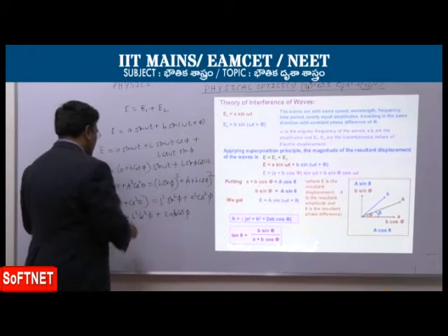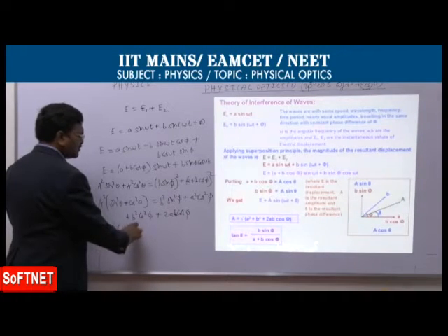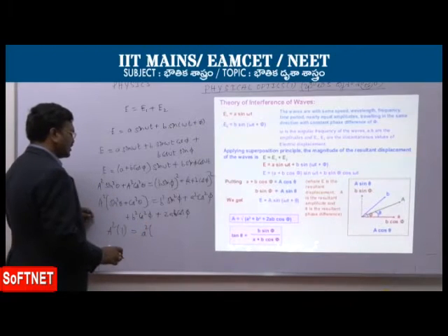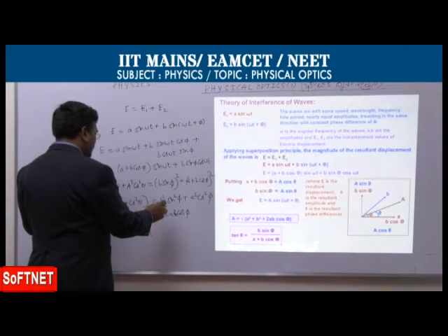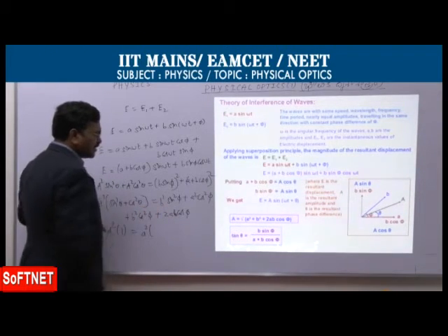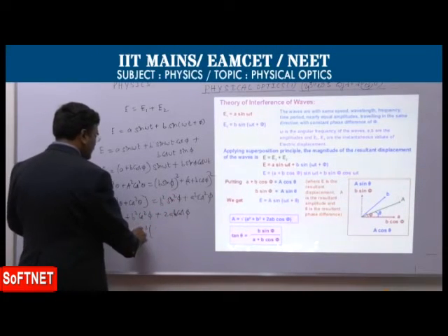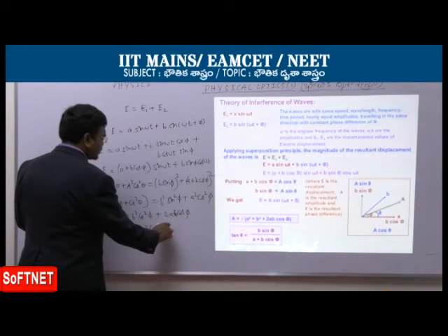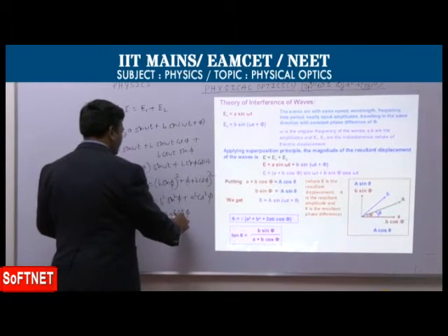From this, sin square theta plus cos square theta is how much? 1. So a square into 1 is equal to, here we take b square common: b square sin square pi plus b square cos square pi. We take b square common, getting sin square pi plus cos square pi, plus a square cos square pi plus 2ab cos pi.